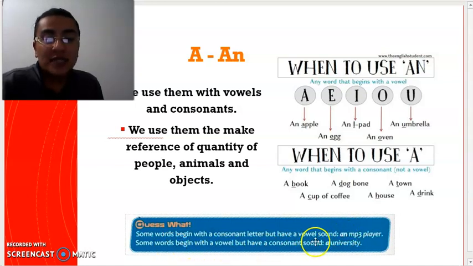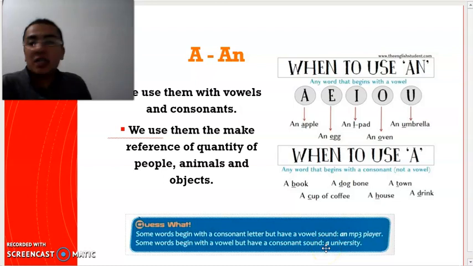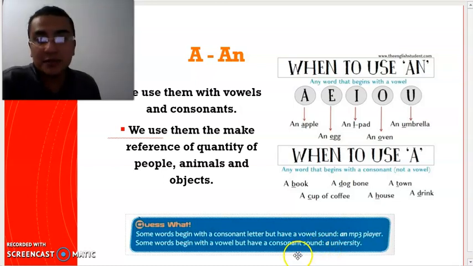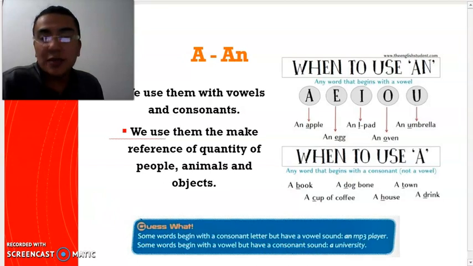Same as happens with university. For university, since the first letter is a U, right? It is supposed to be that we're gonna use N. However, since the sound sounds like a consonant, we have to use A, right? It actually happens the same with hospital. Okay? So keep that in mind. It's for the exercise that you have to develop.